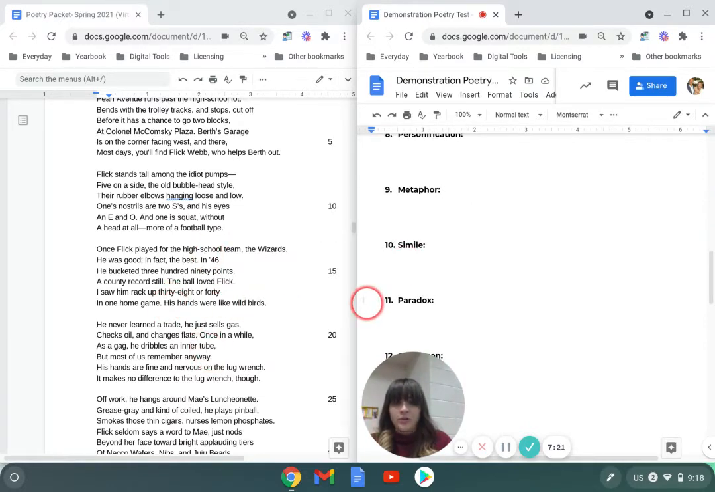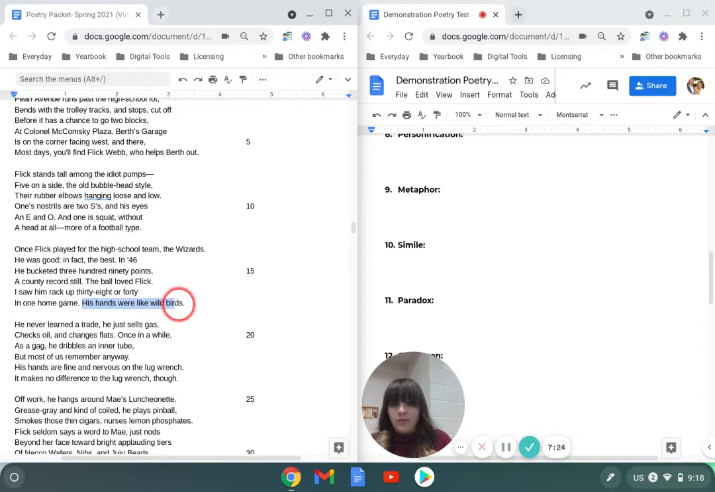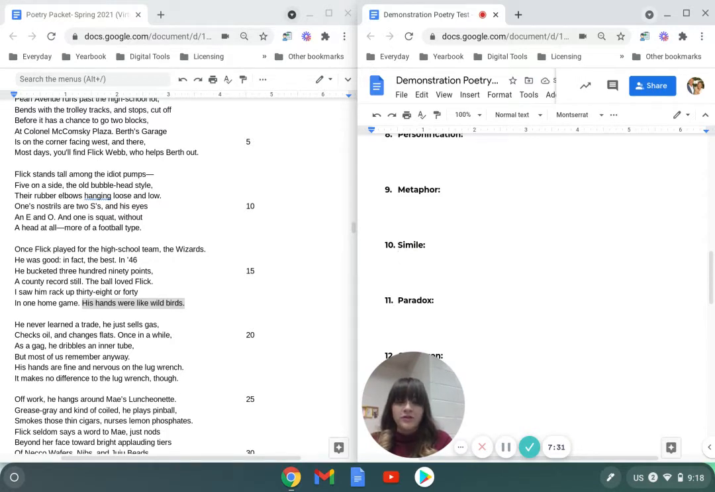Right here, his hands were like wild birds. And there's no problem at all if you want to copy and paste. I like to hit Control-Shift-V, and then it copies into the document in the same format as the rest of the doc. So his hands were like wild birds. And remember, I'm citing this correctly, so it's in quotations. And this was line 16, 17, 18. Now remember, I'm only working in one poem, so I don't need to put Updike 18. I can just put 18 for the line.